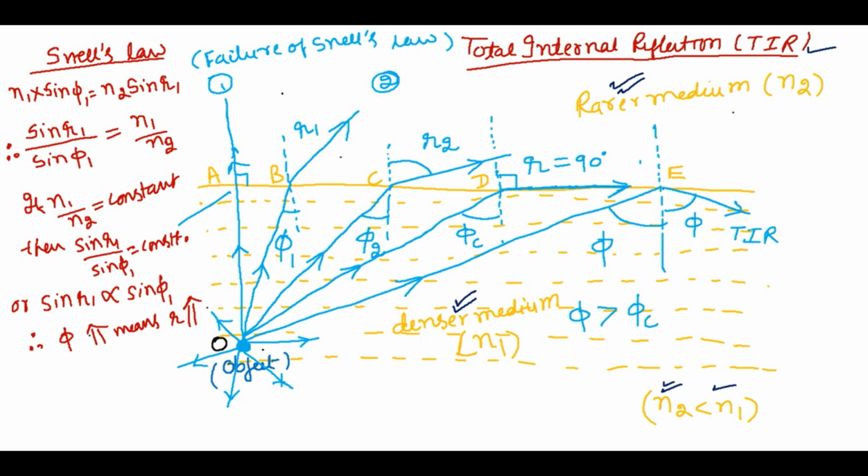Now suppose there is an object placed at the bottom of the water tank. You can assume this object to be any metal coin. So this metal coin or this object will emit light rays in all directions, like this or this or this or this. So it is emitting light rays in all directions. So I will be discussing the behavior of certain light rays.